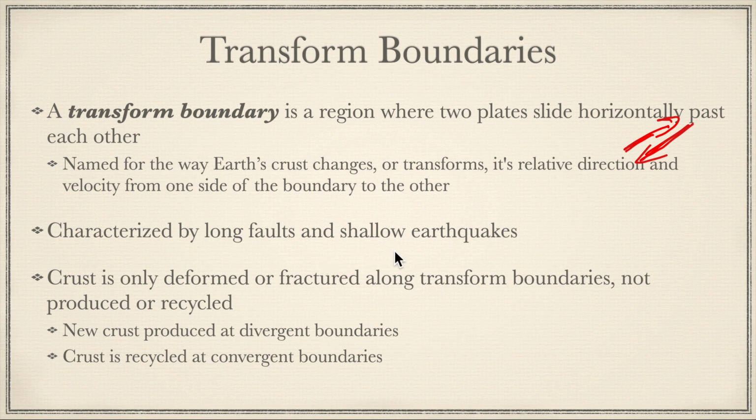These are characterized by long faults and shallow earthquakes. The crust is only deformed or fractured along transform boundaries, not produced or recycled. So you don't have new crust formed like you would at a divergent boundary, and you don't have crust being recycled like you would at a convergent boundary. Again, new crust is produced at divergent boundaries, crust is recycled at convergent boundaries. So you don't have new crust produced or crust being recycled at these transform boundaries. They simply slide past each other.